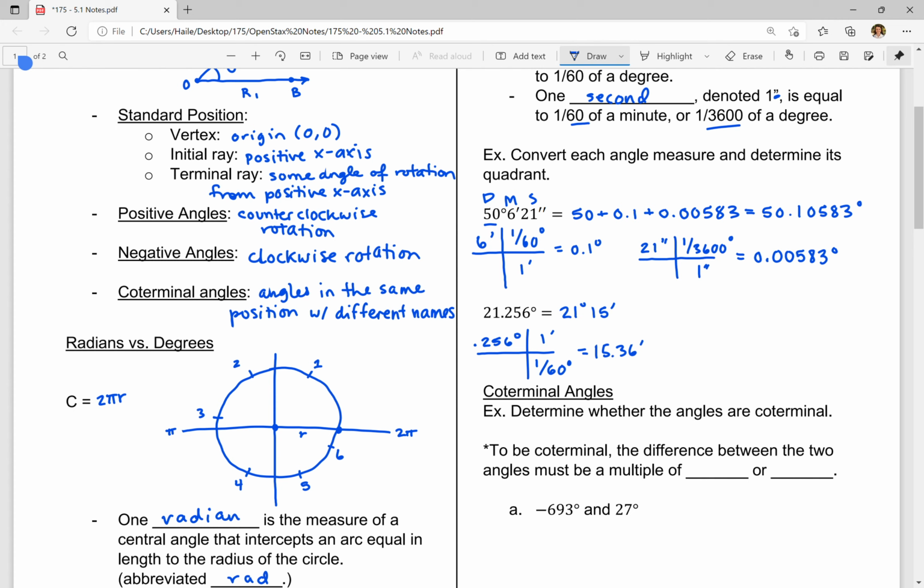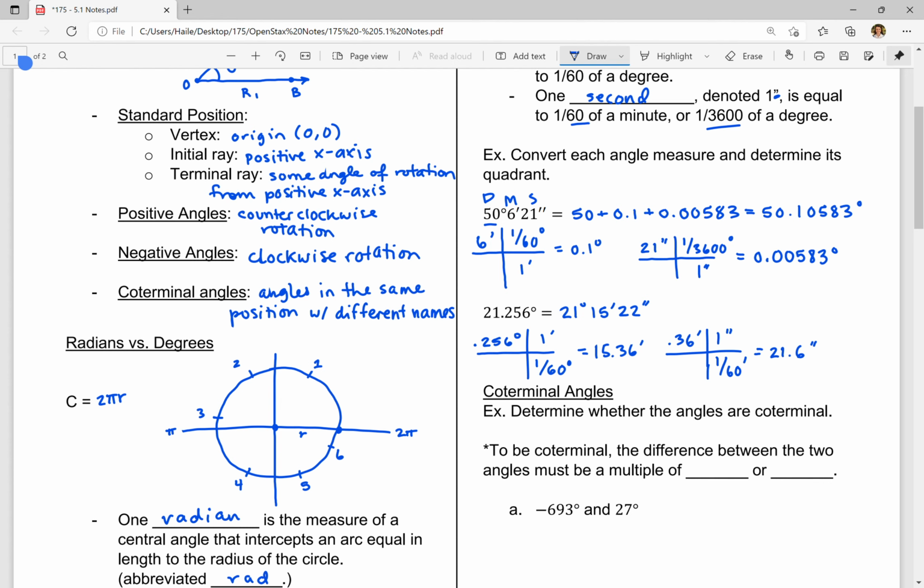Okay, and then I need to take that decimal of the minutes and convert it into seconds. So I'm going to take 0.36 minutes and ask, how many seconds go into a minute? 1 second is 1/60 of a minute. So I'm going to take my 0.36, divide by 1/60, and in the calculator this should give me 21.6 seconds. So I'm going to round that up to 22. So our final answer is 21 degrees, 15 minutes, and 22 seconds.